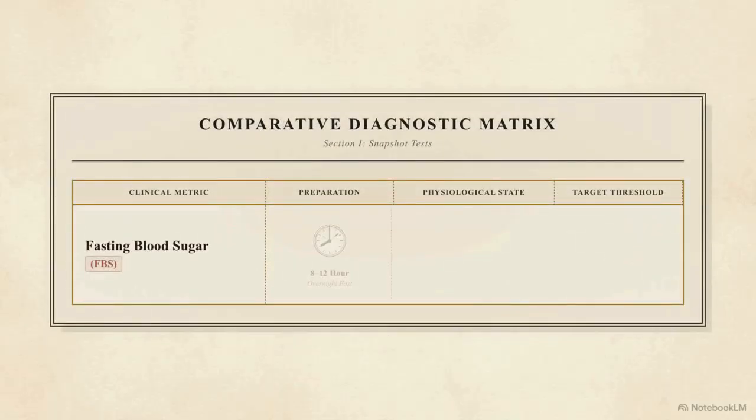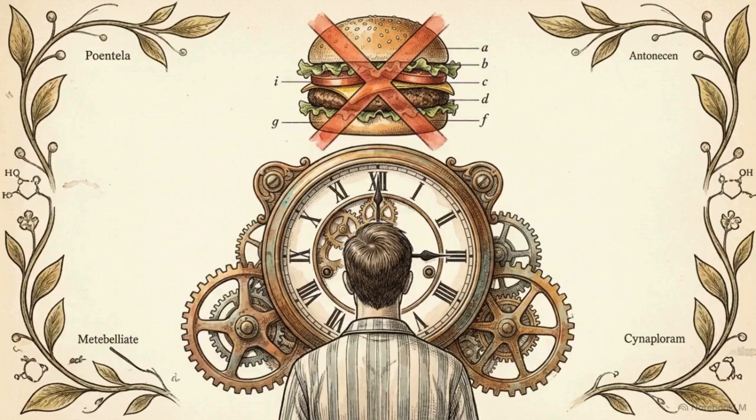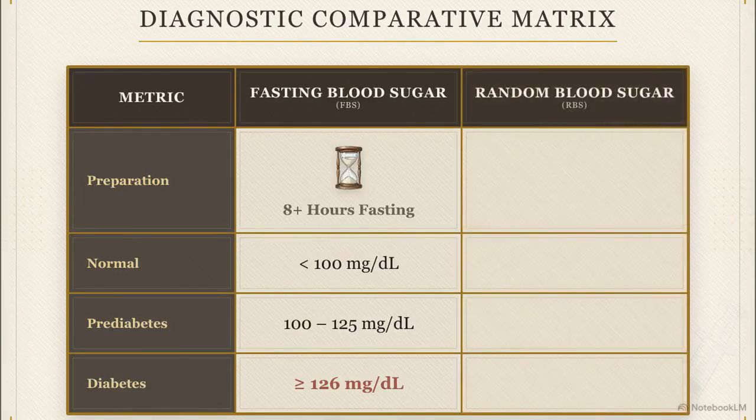First is fasting blood sugar, or FBS. Notice the clock icon. This requires an 8 to 12-hour overnight fast. With an empty digestive system, it provides a clean baseline. A normal result sits below 100 milligrams per deciliter. The trade-off is steep. Fasting is highly inconvenient, and the result only tells you what your body was doing on that one specific morning. Next is random blood sugar, or RBS.